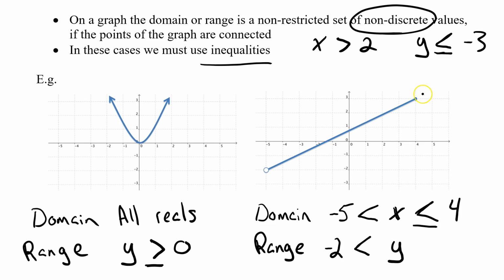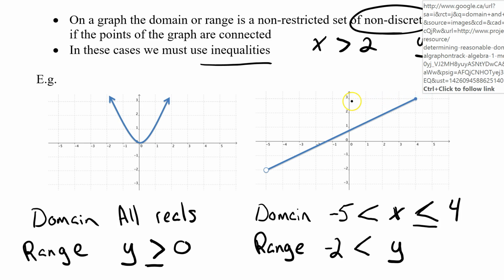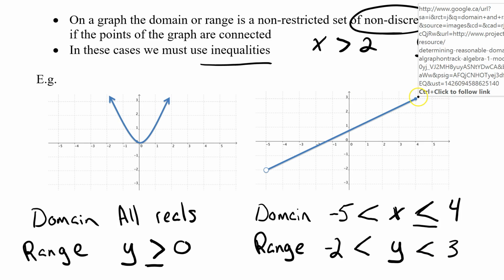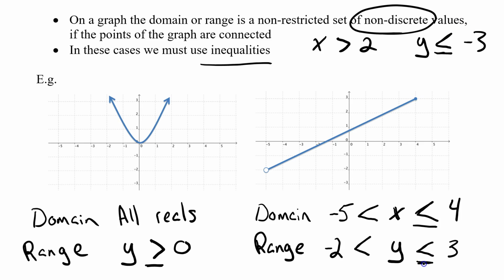My maximum value looks like it crosses at 3. And it has to be smaller than 3. Could it be equal to 3? It's a solid dot, so yes, it could. So I put on my equal to sign as well. So my range, the y has to be greater than -2, but smaller or equal to 3.